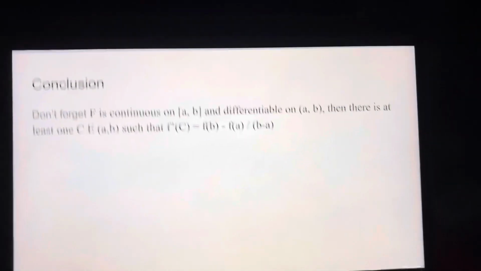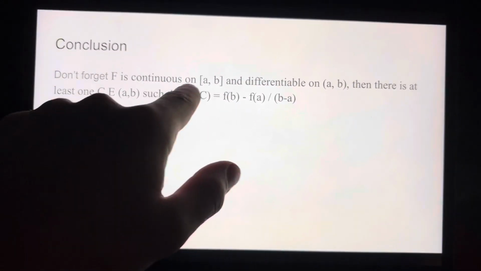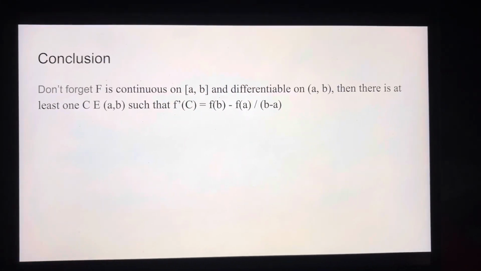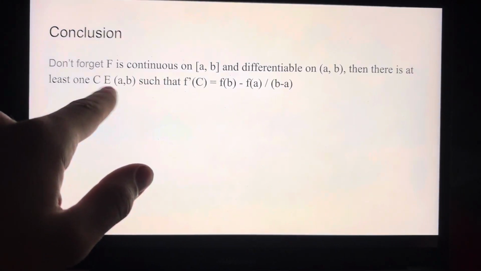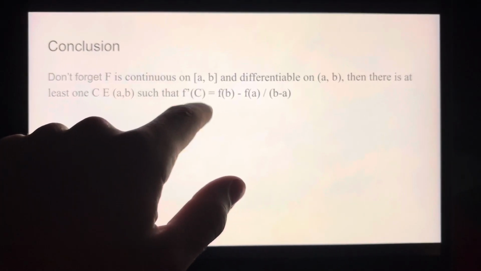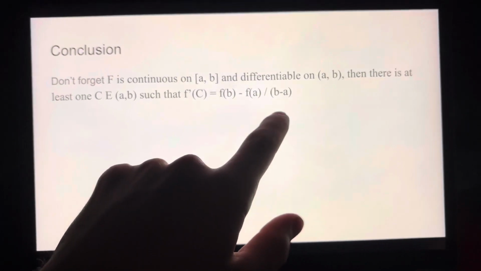All right, so overall, for the mean value theorem, don't forget that f is continuous on [a, b] and differentiable on (a, b). Then there is at least one c in (a, b) which makes f'(c) equal to f(b) minus f(a) divided by b minus a.